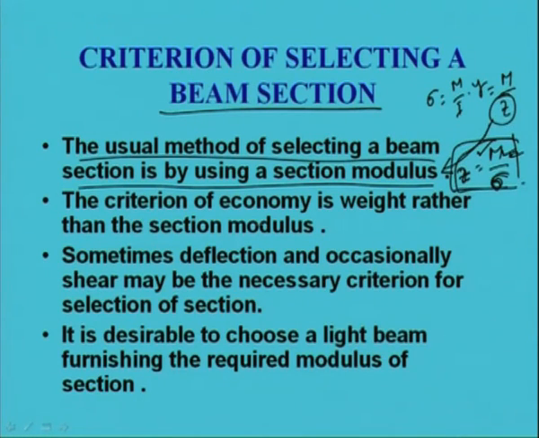Then the criterion of economy is weight rather than the section modulus. So, we have to see weight again. So, we can choose the section modulus, say Z. Now, whether we will go for a rectangular section, I section, channel section or some built up section, that we have to decide through the weight, not only the section modulus. With the same section modulus, which type of section is giving us the least weight, that type of shape we have to decide.